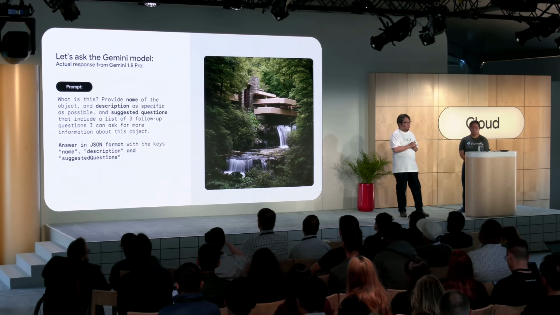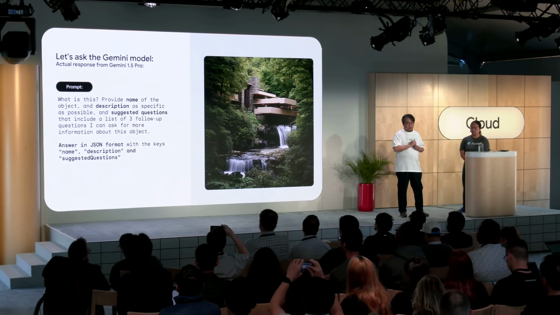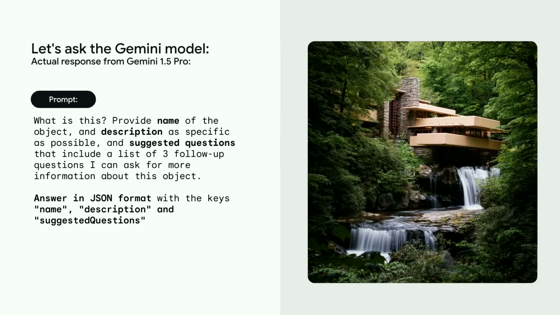Especially, you want to read the response in a machine-readable format. So we need to tweak this prompt a bit. Here we have added 4 requests in the prompt. First, name of the object. The second, description. The third, suggested questions for the object, so the user can explore more about the object. And also, as a final request, we asked Gemini to output the response in JSON format.